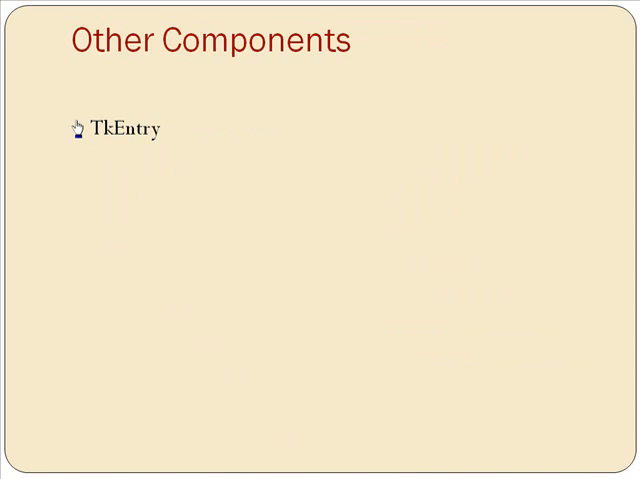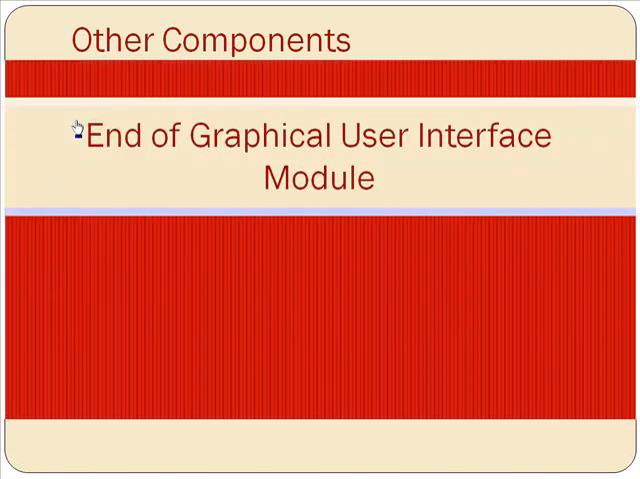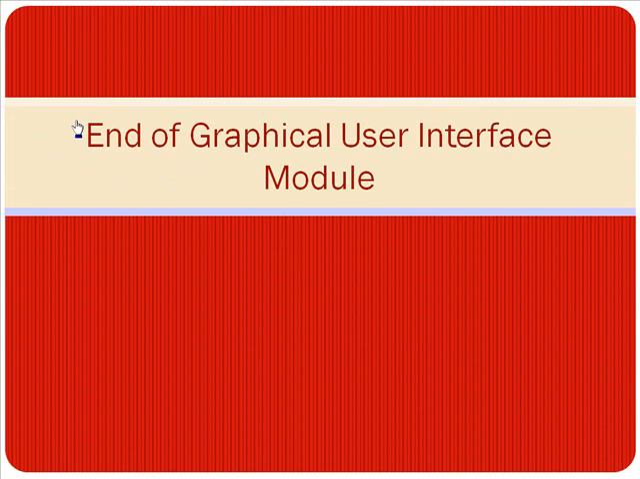Now other components can be used in the Ruby GUI. TkEntry, like a text box, so we create the text box and provide the information. TkRadioButton, to create radio buttons. TkCheckButton, for check boxes or check buttons. TkText. So this is a short module we have discussed as the basics of the Ruby GUI.